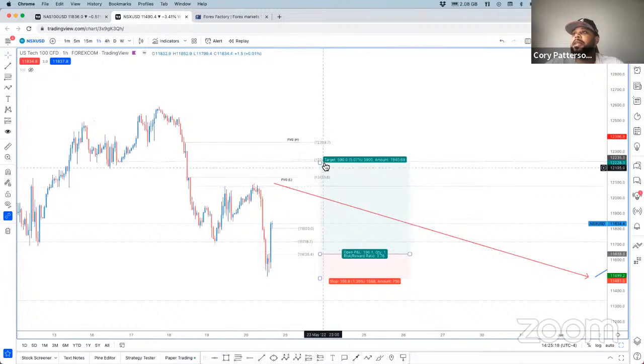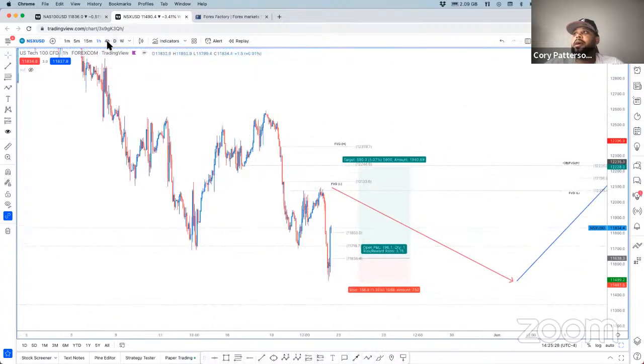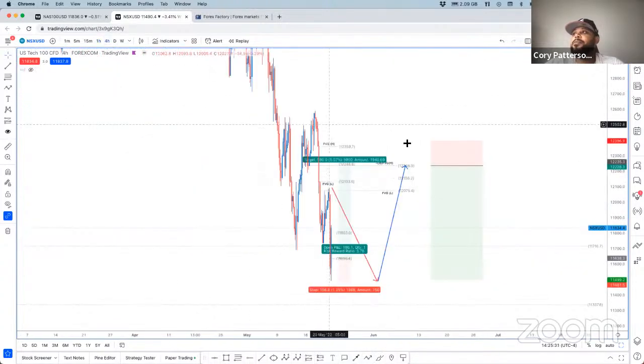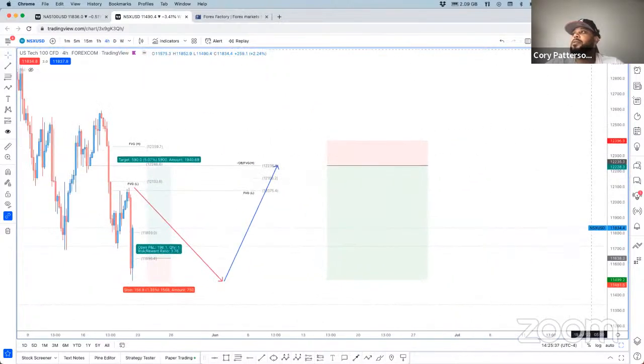And I'll be looking to at least buy it to around the middle of the daily gap and this 4-hour gap right here. So then once we got there, I would possibly be looking for a sale. So that's what that's going to look like for me going into next week initially. So I'm going to drop this right here too.